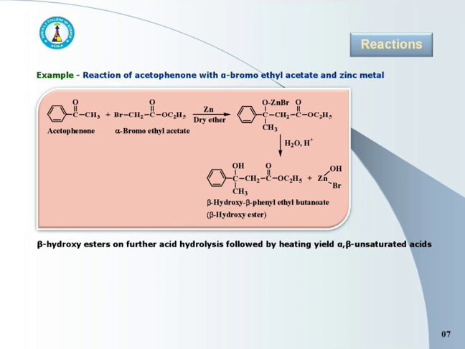All these beta hydroxy esters, on further acid hydrolysis followed by heating, always get converted into alpha beta unsaturated acids.